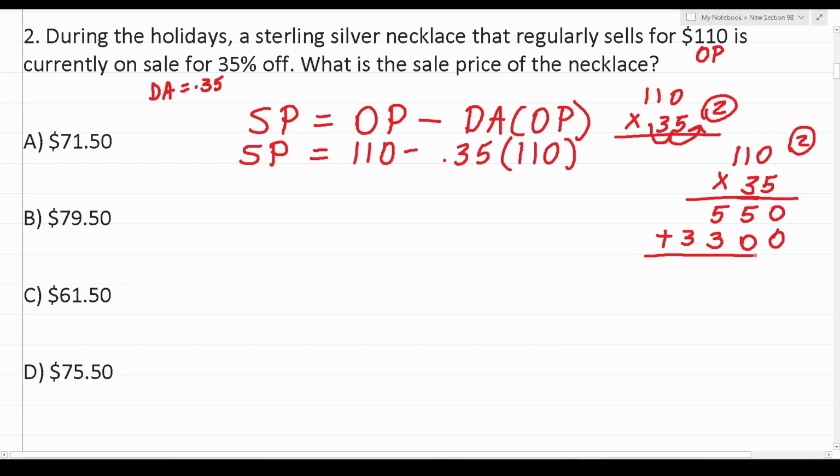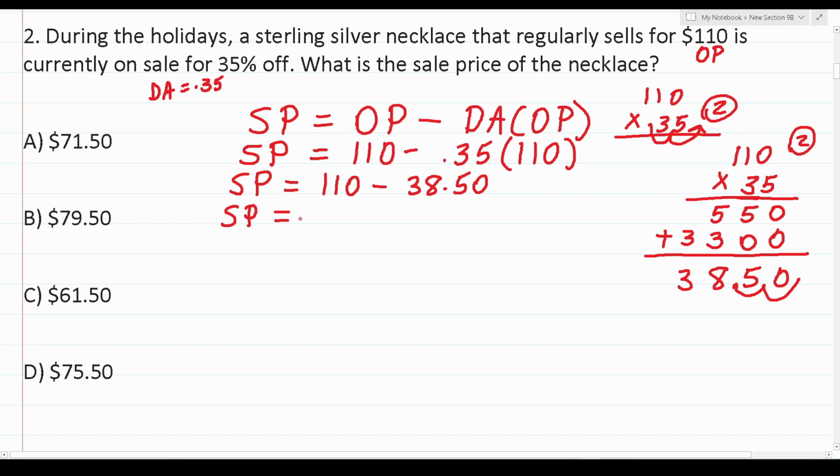Let's add these together now. 0 plus 0 is 0. 5 plus nothing is 5. 5 plus 3 is going to be 8. And 3 plus nothing is 3. Bring in 2 decimals. 1, 2. So this becomes sales price equals 110 minus 38.50. And that's kind of difficult to do in your head.